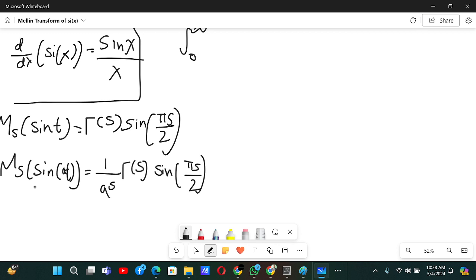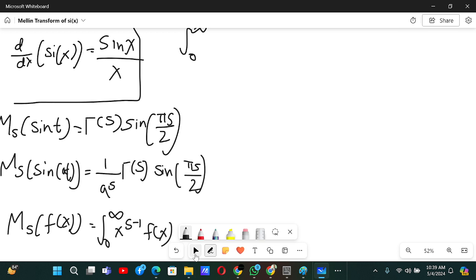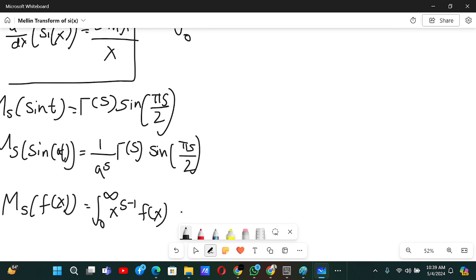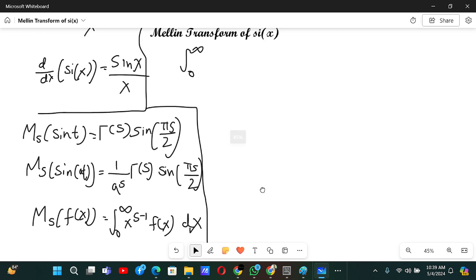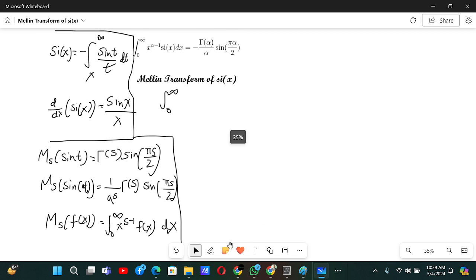If you don't know what Mellin transform is, basically the Mellin transform of a function, let's say f of x, is just integral from 0 to infinity of x to the power s minus 1 f of x dx. So these are some things that you need to know that we will use in this video. Now let's solve this integral.